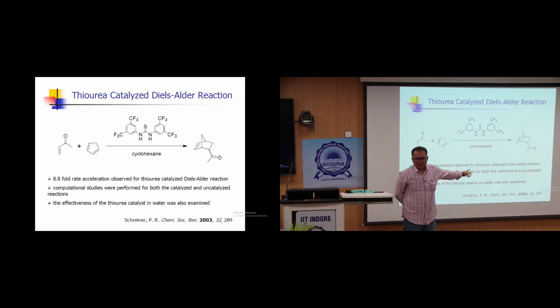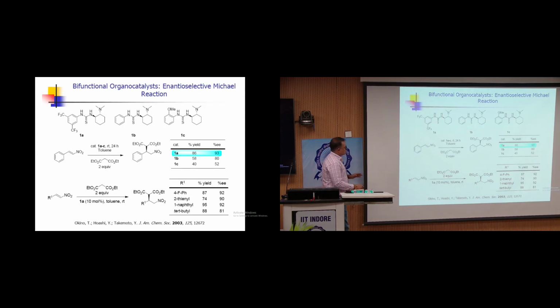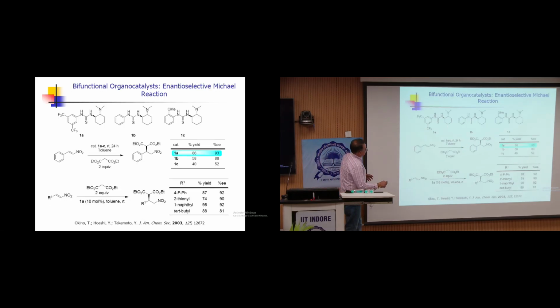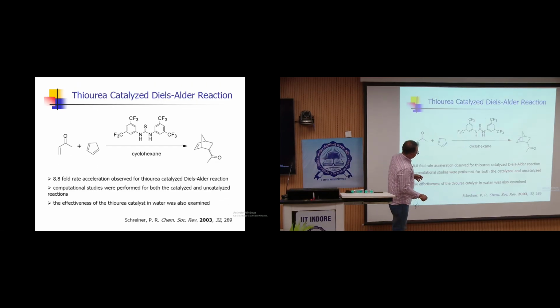Now, this answer in the board gives you another answer. It is not only heat, not only light, but also an organocatalyst, right? You see that this was the first report by Schreiner, where he uses these catalysts that were actually developed by Takemoto. But the moment this type of catalyst is published, Schreiner picks it up and uses it in this type of Diels-Alder reaction.